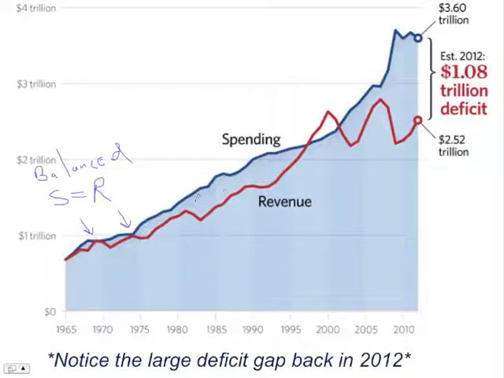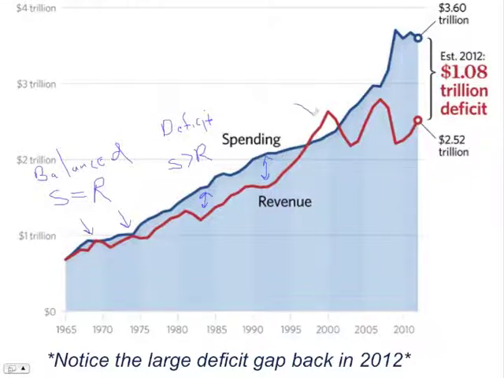Now, as you notice, historically, there are these gaps between spending and revenue. And when you see these gaps between spending and revenue, this is an indication where the government is actually spending more than they have in revenue. And so for these years, these gaps, the government is actually running a budget deficit. And again, the deficit represents a situation where spending is greater than revenue.